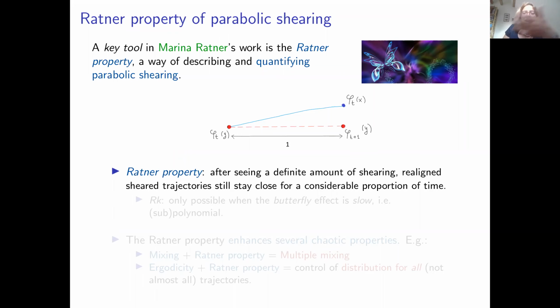So if your flow has the Ratner property, after you see a shear by a definite amount, 1, you can realign the points. So you forget about the original red point, which is lagging behind, and consider the blue point after time t, and the red point after time t plus 1. And now you start again flowing them, and they will shear again.